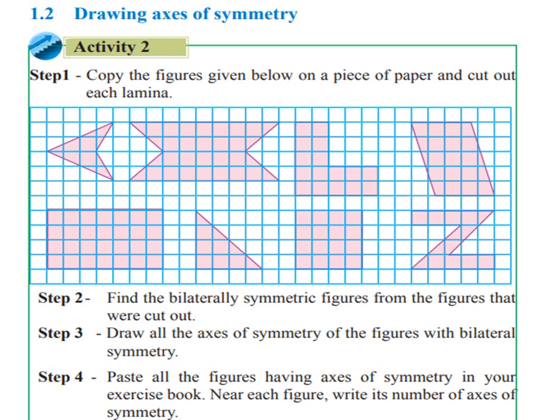Step 2, find a bilateral symmetric figure from the figures that were cut out. Step 3, draw all the axes of symmetry of the figures with bilateral symmetry. Step 4, paste all the figures having axes of symmetry in your exercise book. Near each figure, write its number of axes of symmetry.